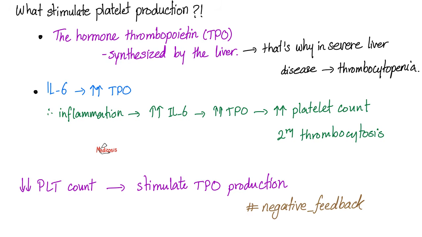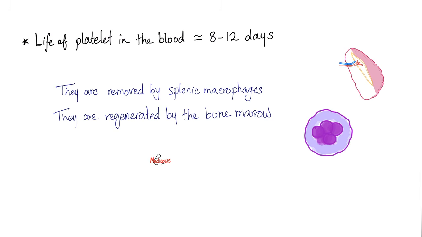Who stimulated red blood cell production? It was called EPO, erythropoietin. Who will stimulate platelet production? TPO, thrombopoietin, which stimulates the thrombocytes. Who makes TPO? The liver. Who makes EPO? Mostly the kidney. The lifespan of the red blood cell was 120 days. Of the platelets, it's just 8 to 12 days. Who makes them? The bone marrow. Who removes them? The splenic macrophages.